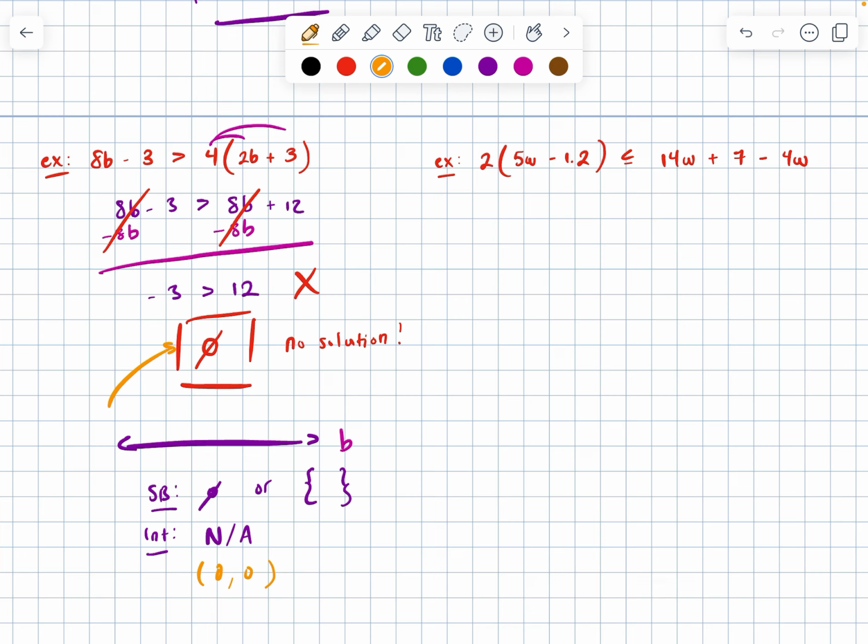I usually say that it does not have an interval notation, but technically, there you go. There's one way to write it in interval notation. Great. Take the one on the right.